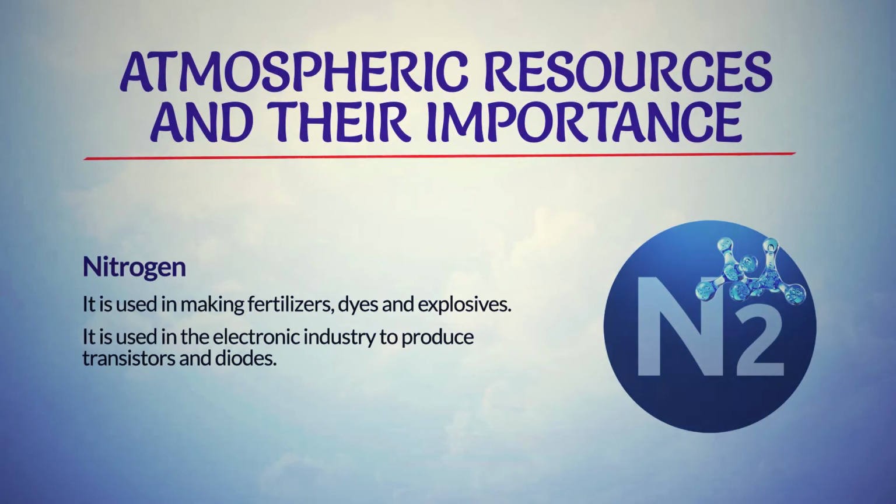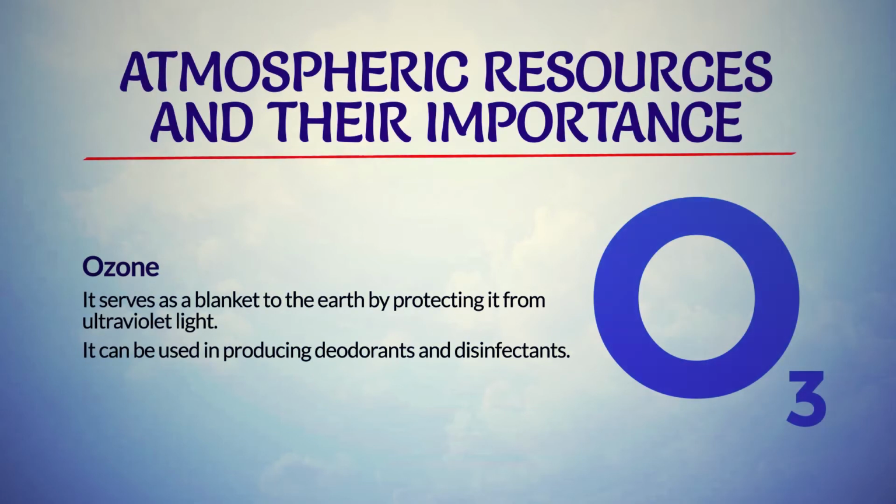Nitrogen. Nitrogen is used in making fertilizers, dyes, and explosives. It is also used in the electronic industry to produce transistors and diodes. Ozone. Ozone serves as a blanket to the earth by protecting it from the rays of the sun in the form of ultraviolet light. Ozone can also be used in producing deodorants and disinfectants.